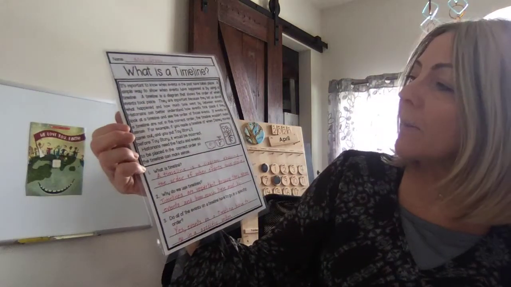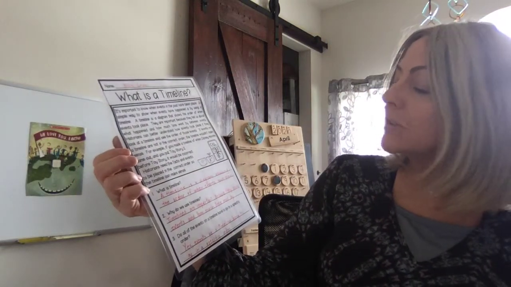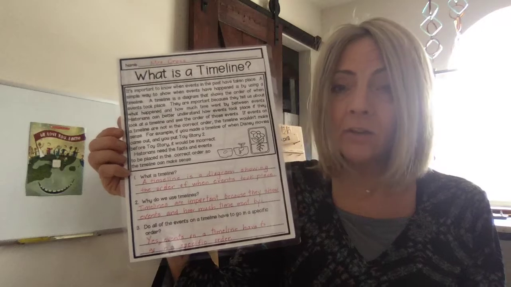So if they are not in the correct order, the timeline doesn't make any sense, right? If you make a timeline of when Disney movies came out and you put Toy Story 2 before Toy Story 1, that would be incorrect, and it would not be an accurate picture of history. So historians are very careful to make sure that timelines go in order so that people can study them.